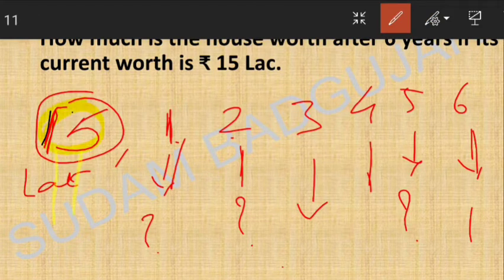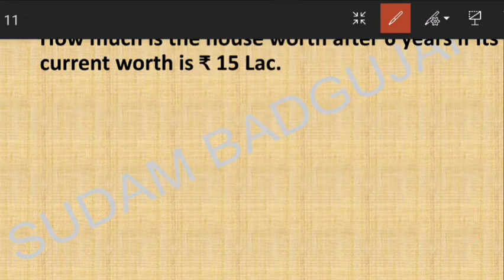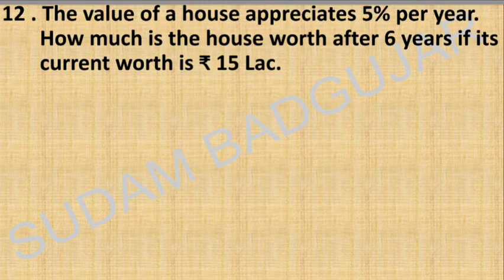A is 15, right? And R is 5%. Don't write 5 upon 100. 5% means 5 upon 100 is not to be written; you have to write 1 plus, because of that every term will change. So we have the first term A, we have R, and we have n also, meaning n is 7, A is 15 and also we have R.